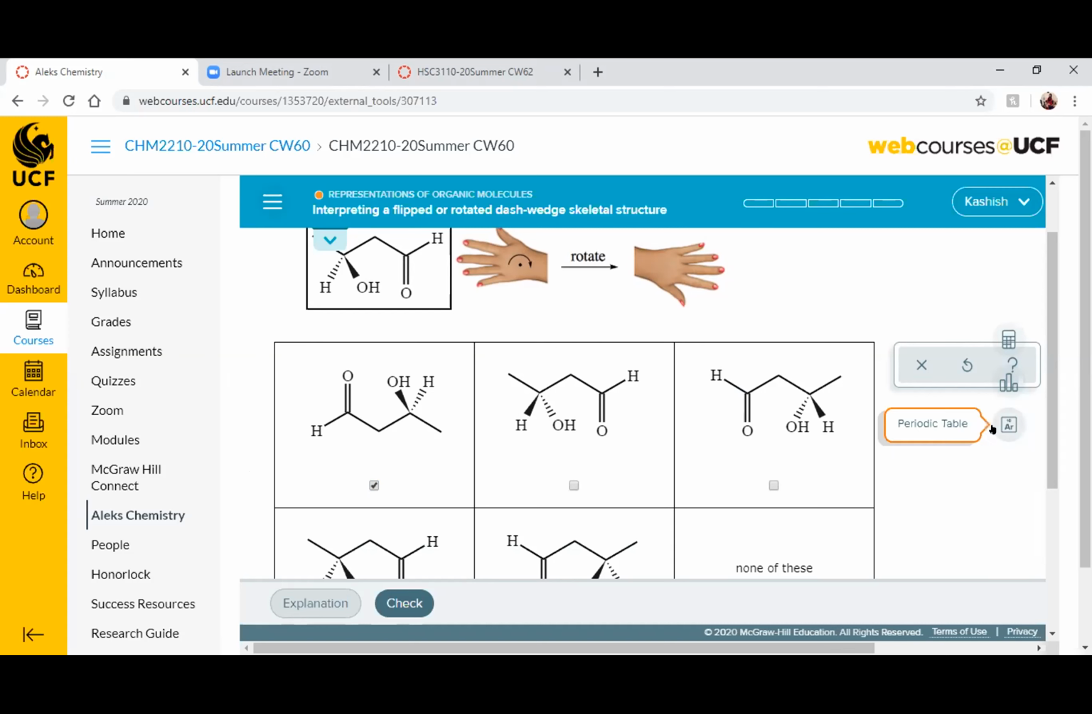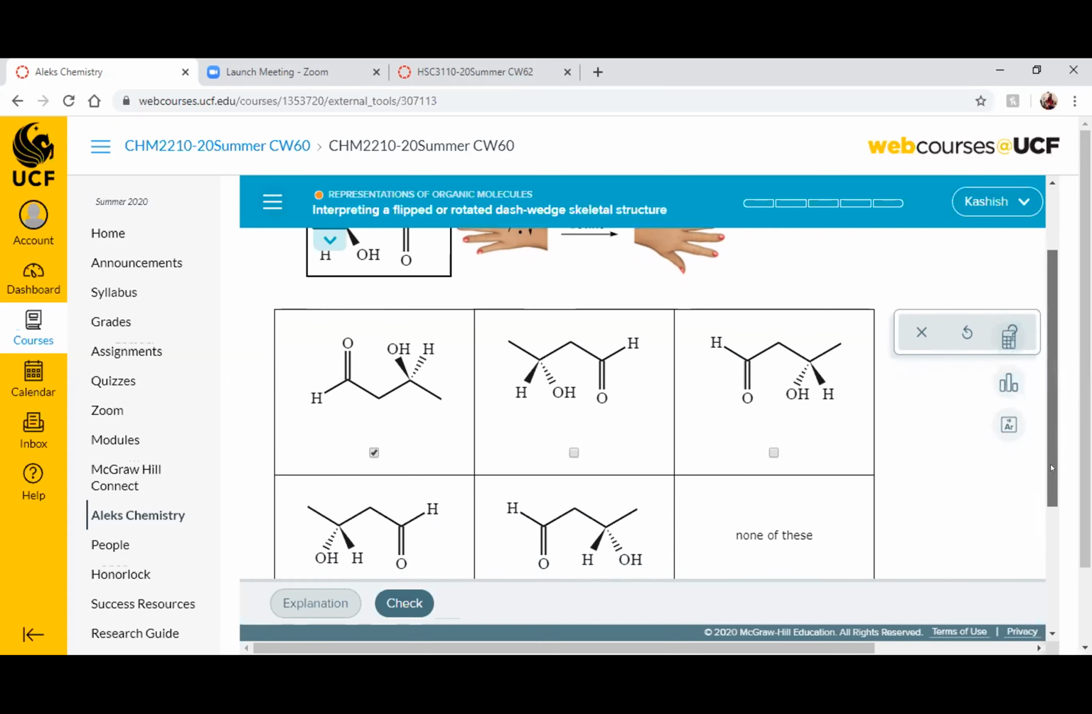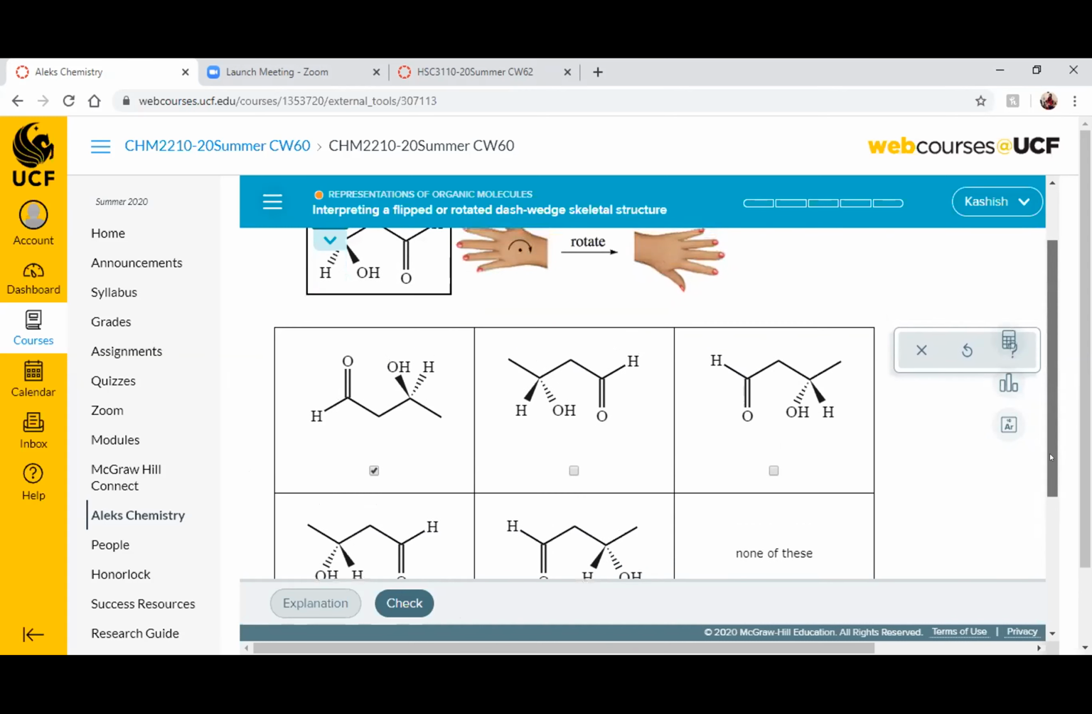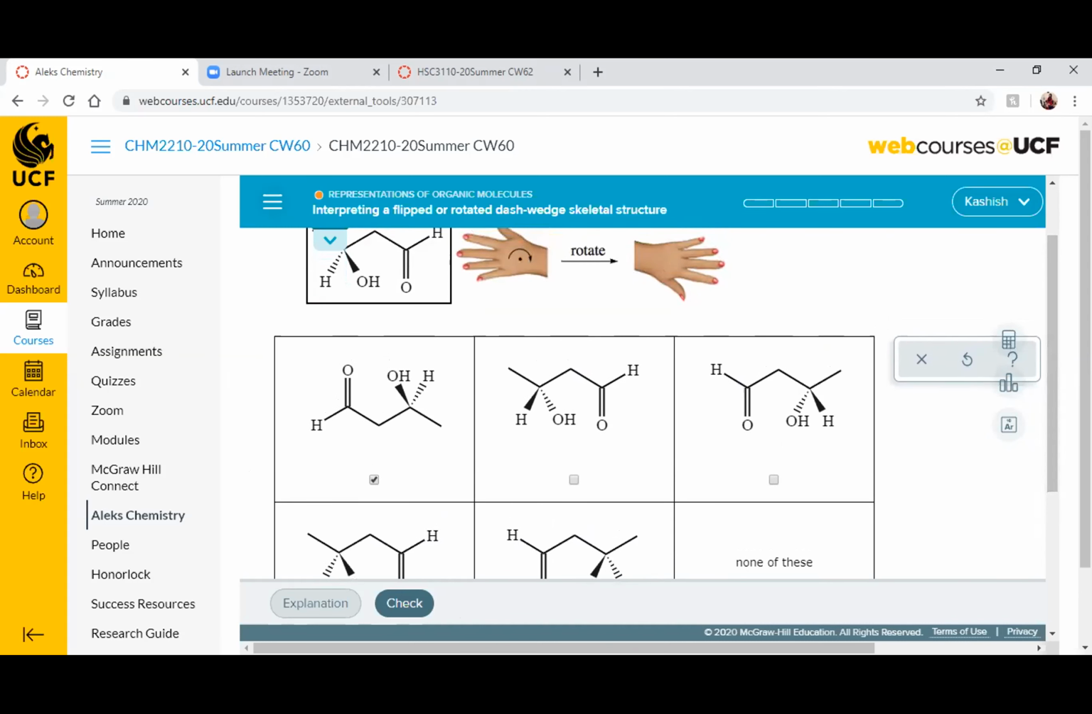The mirror image would have the OH and H on the other side, okay? Does that make sense? Another way you can rotate it is you can rotate it into the screen or out of the screen. I don't know if they have an example here. I don't think so. Like if you look at the second one in the top row, this would be a mirror image.